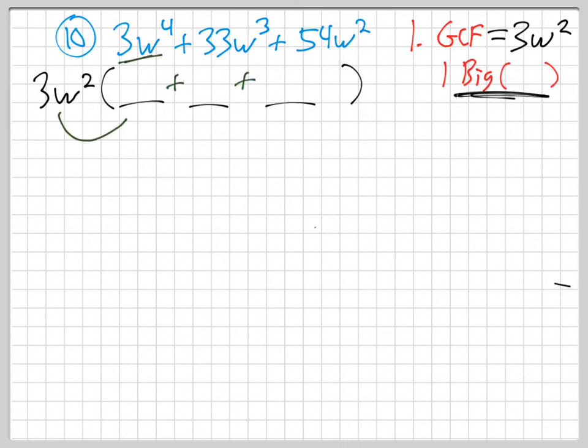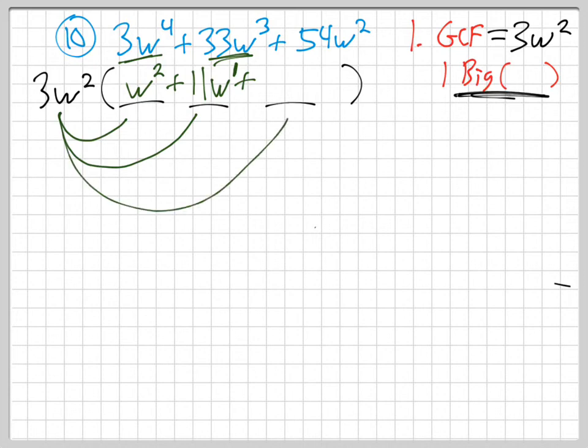3w squared times what will go back to 3w to the 4th? Remember, out front numbers multiply, powers add. What do I need? W squared. You can put a 1 if you want, but it's not needed. It's just w squared because powers will add. And 3w squared times what will go back to 33? 11w to the first because that 1 power will add. And 3w squared times what? You should calculate, I think it's 18, right? Yeah, just 18. No w's at all because we've already got the w squared we need.